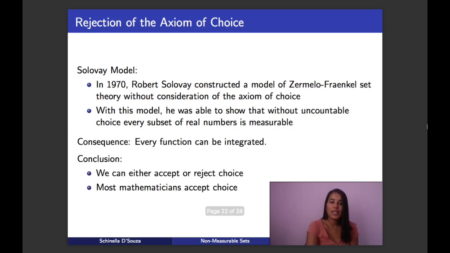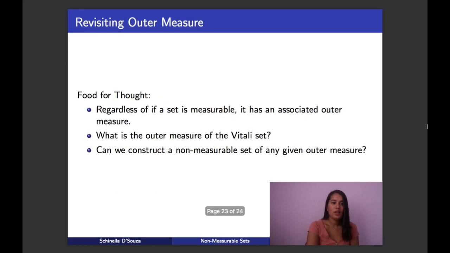So what I'm getting at here is that you can either accept or reject choice. Most mathematicians opt to accept, but we can't seem to win because with this choice, there is no explicit representation of the non-measurable set. So now let's backtrack to outer measure. I want to leave you with some questions to consider.